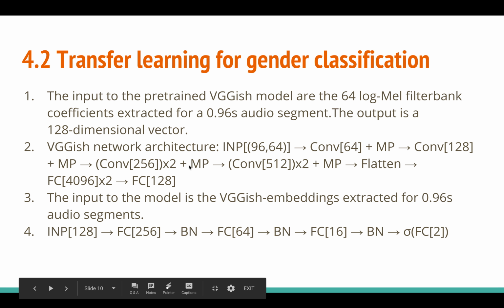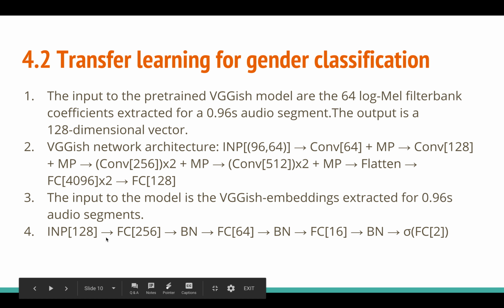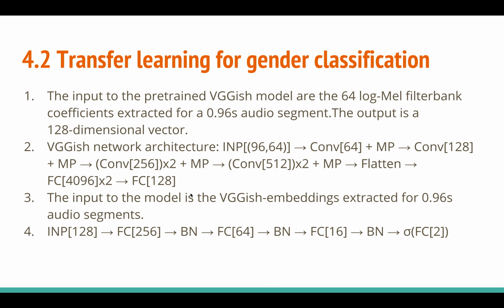The VGG model, which is taken from the Google AudioSet model, takes, as I said, 96 cross 64, with 96 being the time, the number of frames, and 64 being the feature dimension, and that goes through multiple convolution layers and fully connected layers, and the output is 128. That goes as input to this new model, which we are fitting on top of this VGG model obtained from AudioSet. Finally we'll do the classification, right? So that is about transfer learning for gender classification.